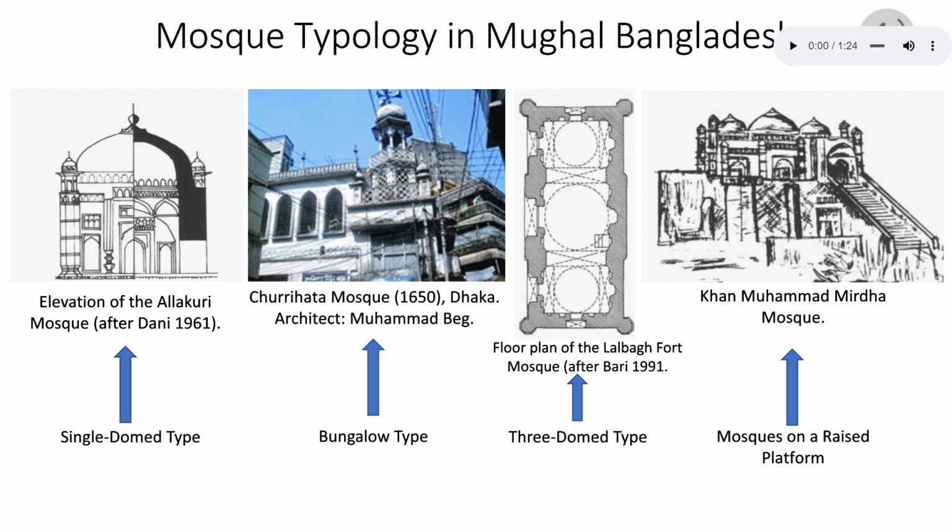The Khan Muhammad Mridha Mosque is on a raised 16.5-foot platform supported by vaulted chambers. It is also a three-domed mosque with a rectangular structure. A flight of steps leads to the prayer chamber on the upper level of this mosque.